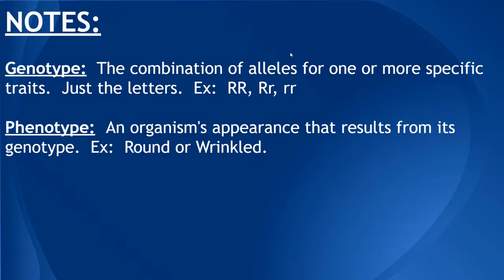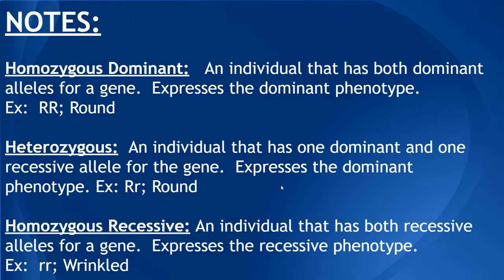All right, last slide of notes, and then we'll get into some examples. Homozygous dominant. Remember, homo means same. I know I taught that one to you guys before. An individual that has both dominant alleles for a gene. It expresses the dominant phenotype. It's the same capitalization, right? Big R, big R. And you would have a round because the big R is capital. So this dominant allele for round is going to show through.